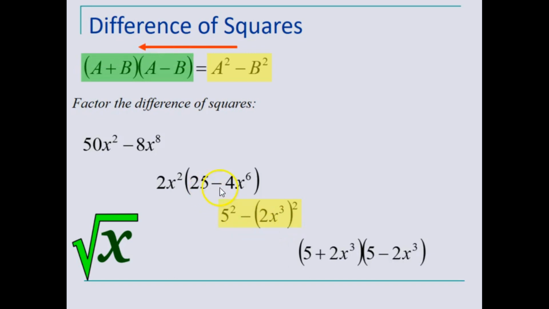So the quantity 25 minus 4x to the 6 factors into these two binomials, same first and second terms, one a sum, one a difference. But before we're done, we have to be sure that we include that greatest common factor in our final answer for our complete factorization. Again, multiplying at any stage of your factorization should result in a product equal to what was originally given.